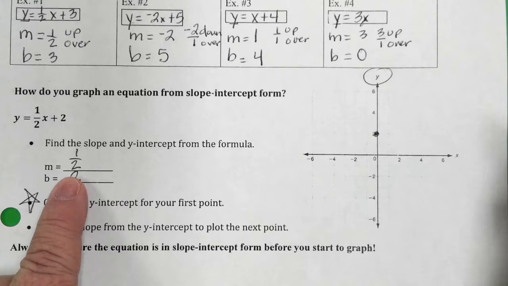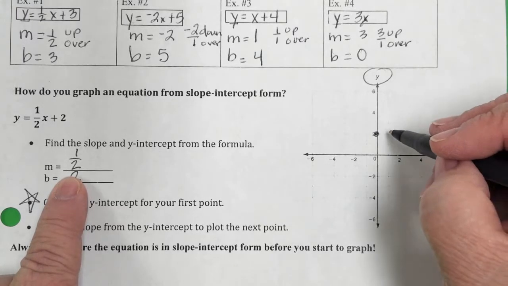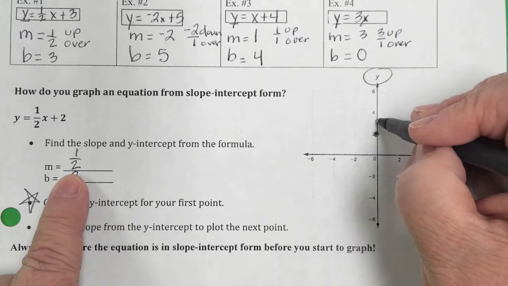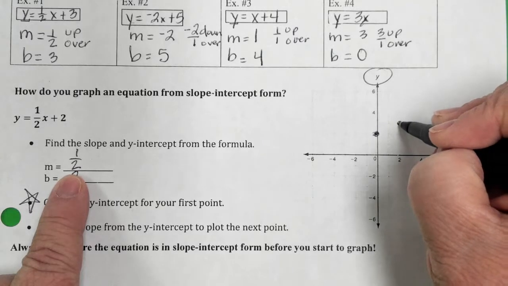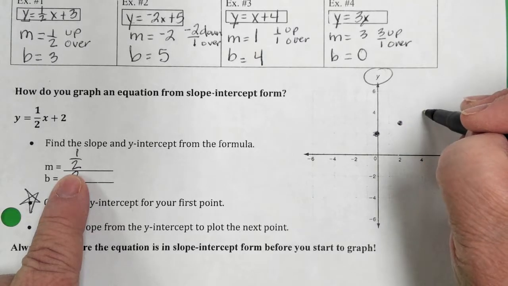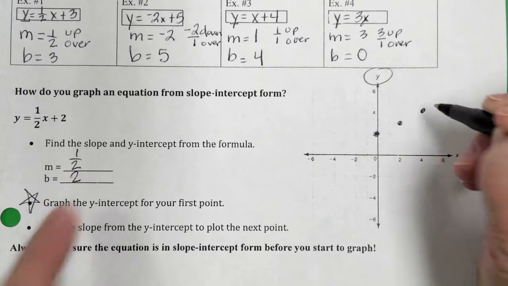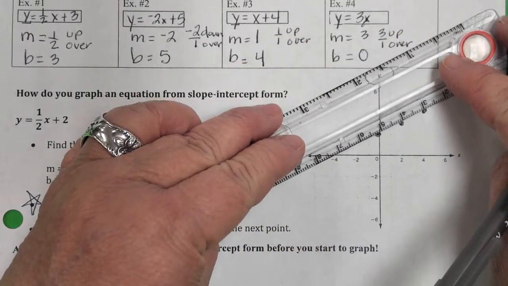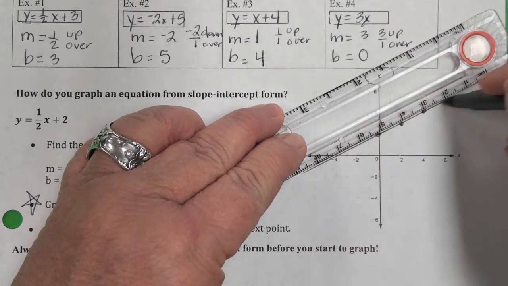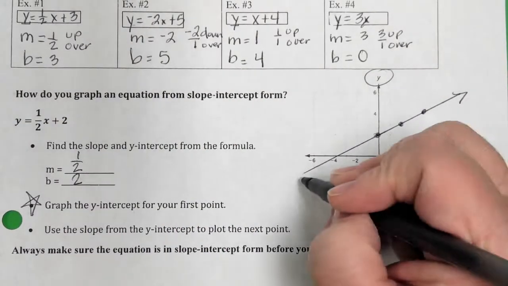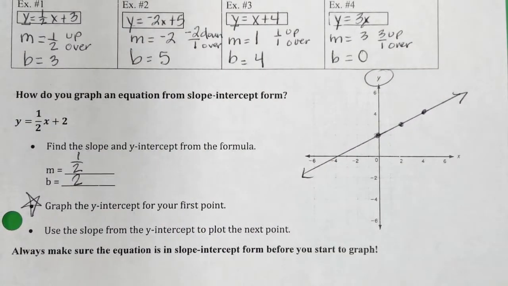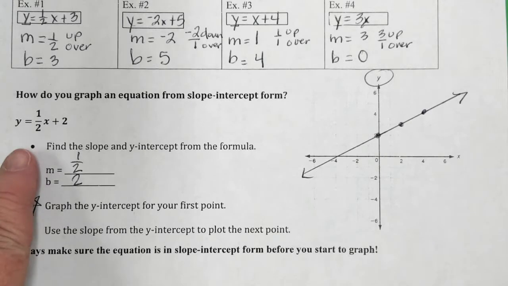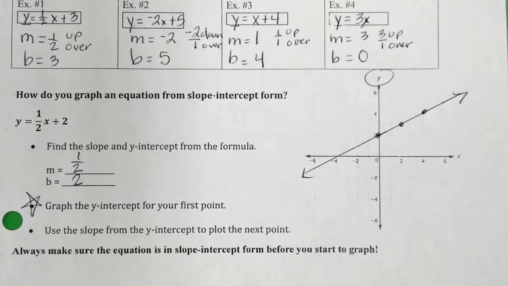Now we're going to count our slope to get to the next point. Since it's positive, it's going to be up 1 over 2, up 1 over 2. And then we're going to take our straight edge and connect those points. And we've just graphed our linear equation using the slope-intercept form of the equation.